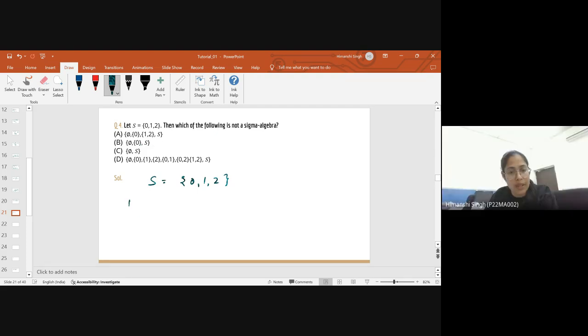So for option B, I am getting the answer that if I consider this element of the set, its complement will be 1 comma 2, which is not in this set. So this is not a sigma algebra. Since I am asking which of the following is not a sigma algebra, option B is correct. I hope you have checked all other options also.